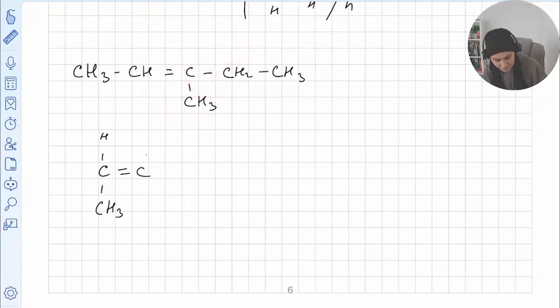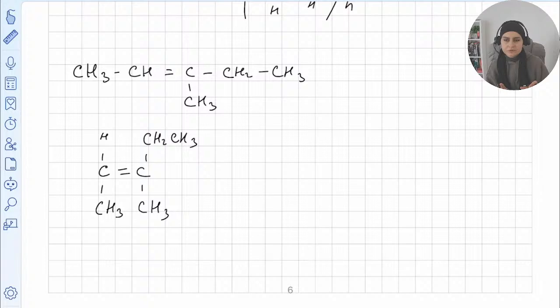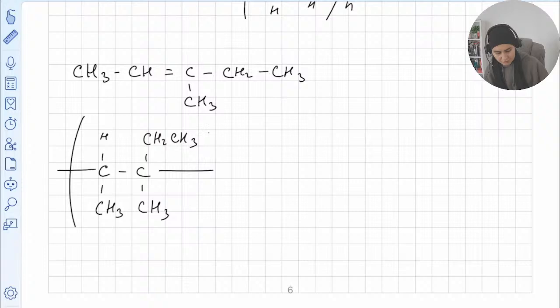So this is CH2CH3 and this is CH3. Once you rewrite it like this, you can just remove the double bond, make it single, and open it up on the sides. And that's your repeating unit. So your polymer would look like this. This is one repeat unit. If they ask you to draw two repeat units, we'll just connect two pieces.